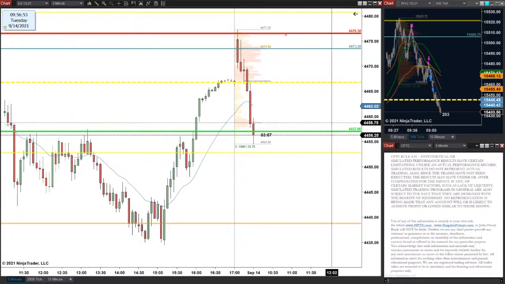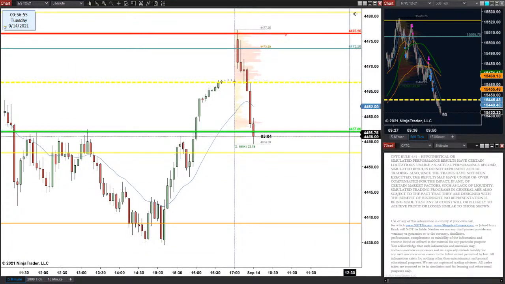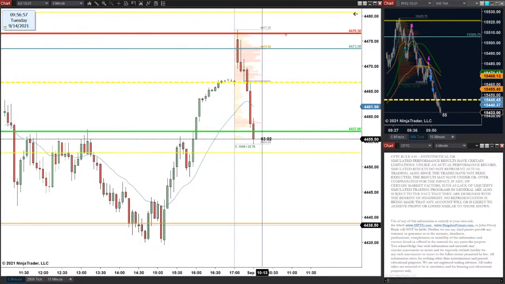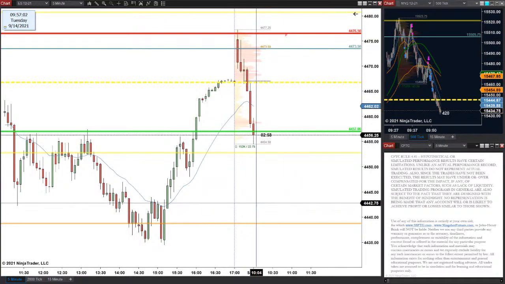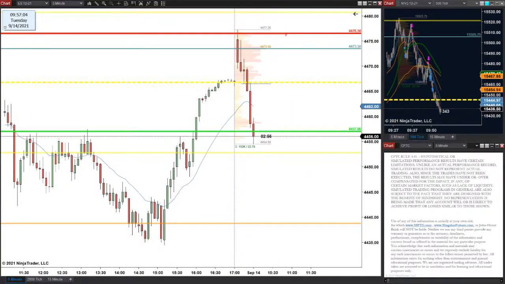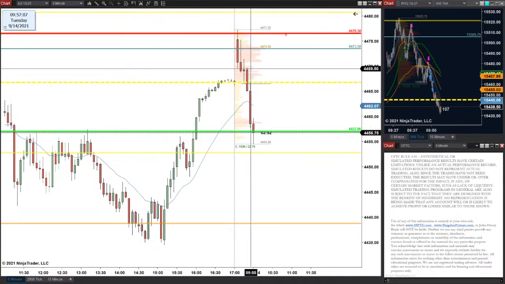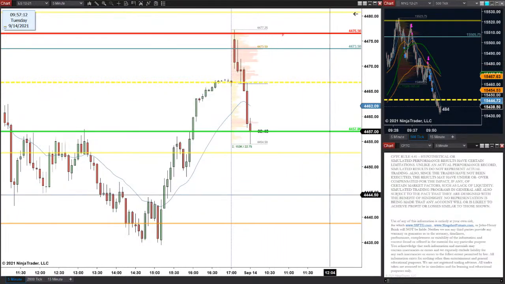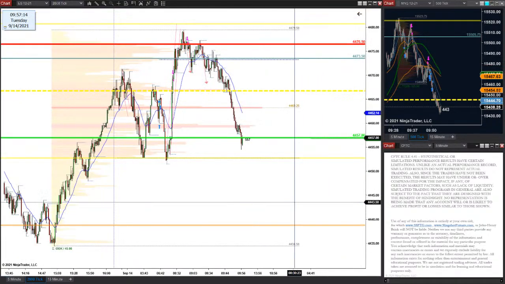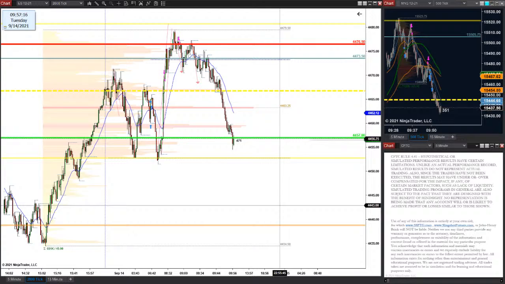Sellers with more continuation to the downside, 57s being tagged. Still a string of bear bars straight down. That's the thing, with this kind of momentum to the downside and nothing necessarily supporting it, it makes me think that this is a false base that ends up being a V-bottom. I'm kind of looking at it that way.